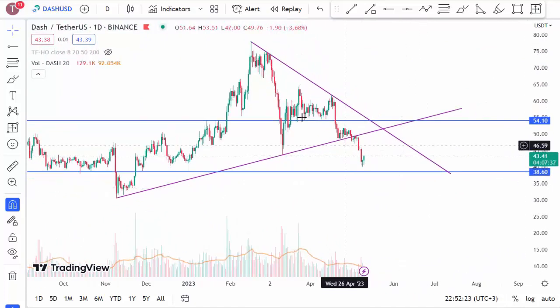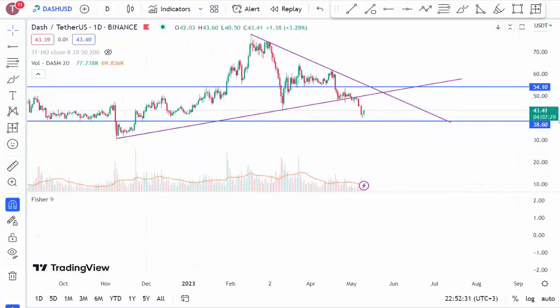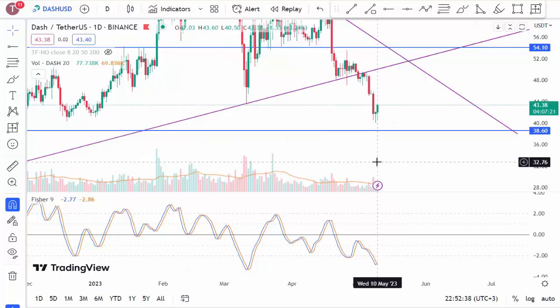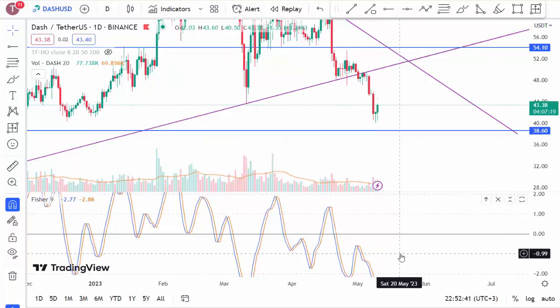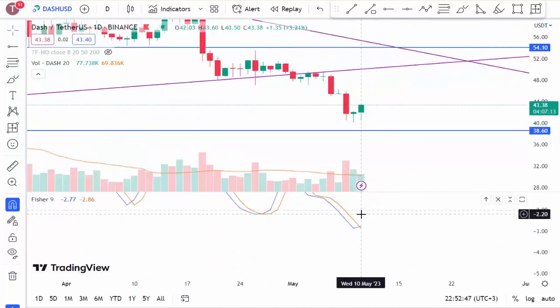Let's start examining our indicators slowly. If we look at our Fisher indicator, it is currently at -2.86. If we check whether it has caused a breakthrough, there has been a very slight breakthrough. Of course, the day is not over yet.